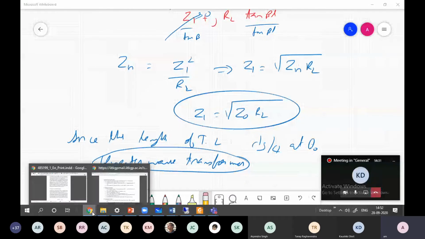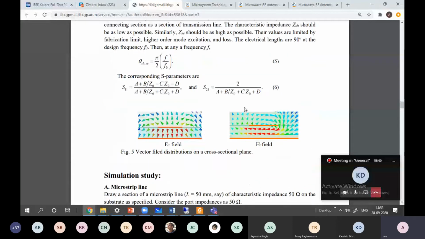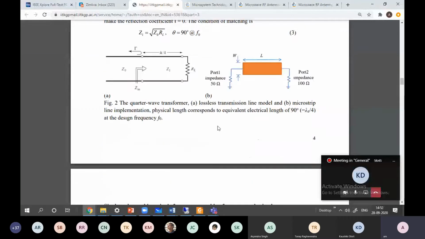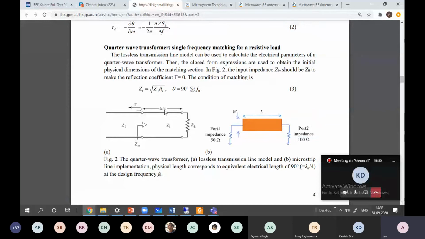Now what to do for your part: you have to implement these things in the microstrip line, as was shown in this figure. This is single step matching. So this is shown to you, and you have to implement this in the microstrip line.